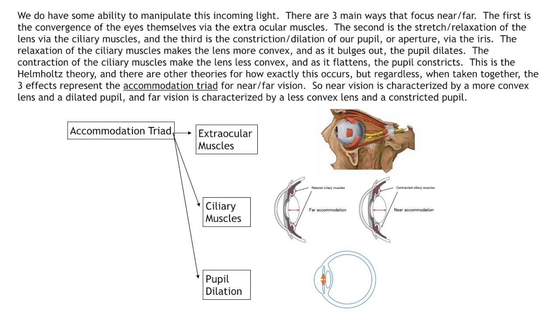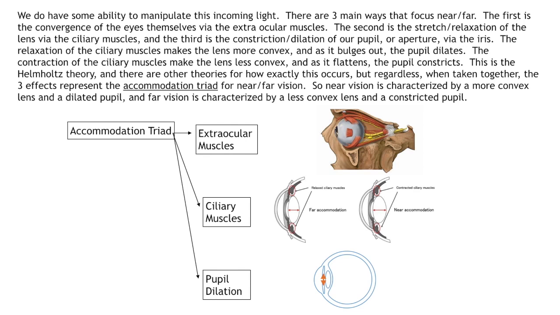The relaxation of the ciliary muscles makes the lens more convex, and as it bulges out, the pupil dilates. The contraction of the ciliary muscles makes the lens less convex, and it flattens, and the pupil constricts. This is the Helmholtz theory, and there are other theories for how exactly this occurs, but regardless, when taken together, the three effects represent the accommodation triad for near and far vision. So near vision is characterized by a more convex lens and a dilated pupil, and far vision is characterized by a less convex lens and a constricted pupil. And this is called the accommodation triad.